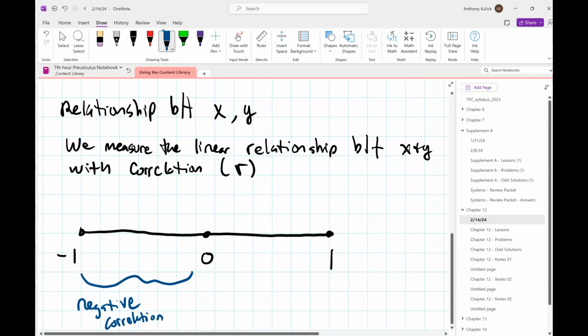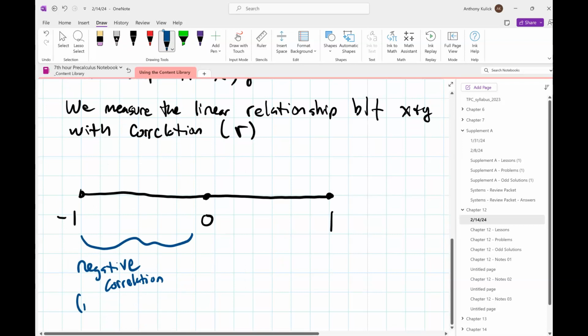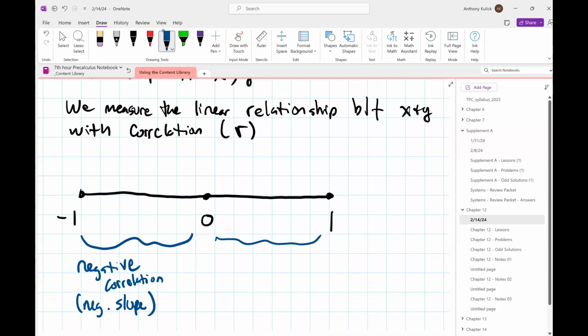If R is a negative value, that means we have negative correlation, i.e., we have negative slope in the linear relationship. If we have positive correlation, if the R value is positive, that would mean we'd have positive slope in our linear relationship.